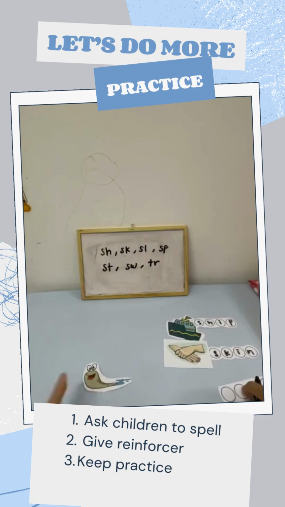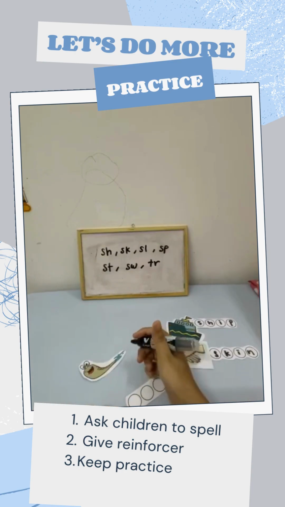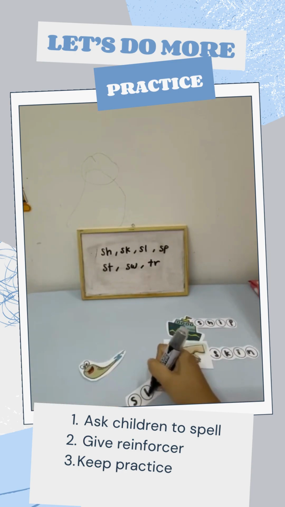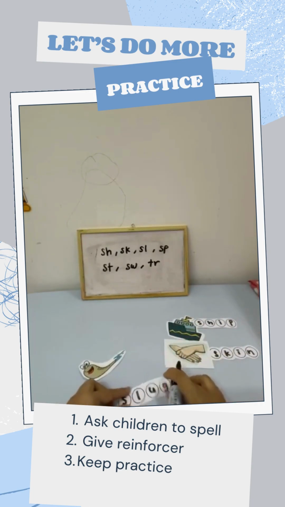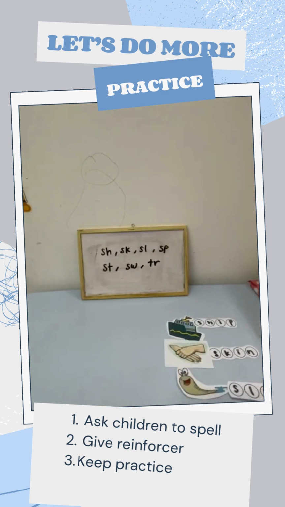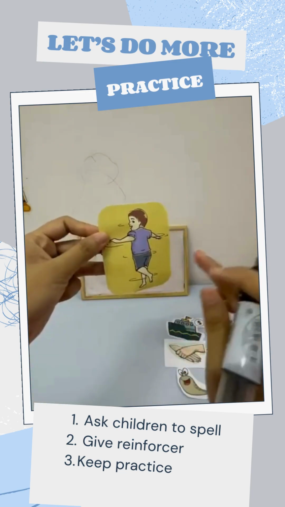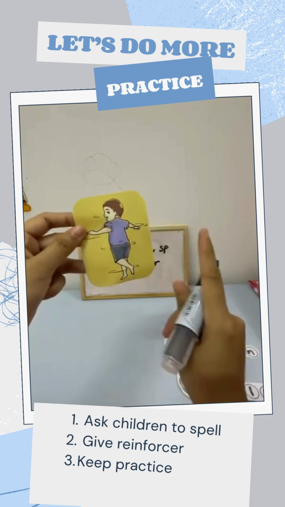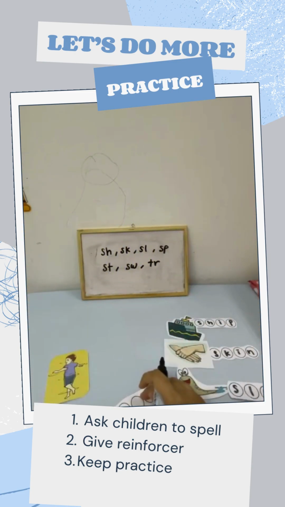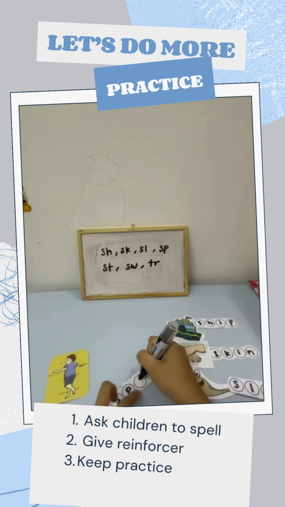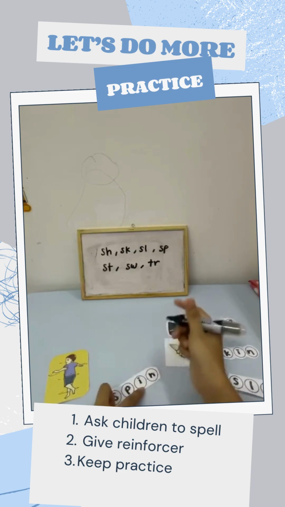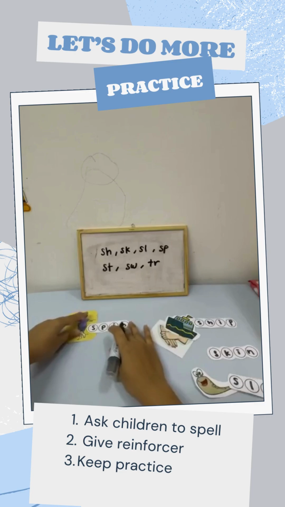Next one is slug. S-L-U-G. Slug. Then we have a picture of spin. Look, this child is spinning. S-P-I-N. Spin.